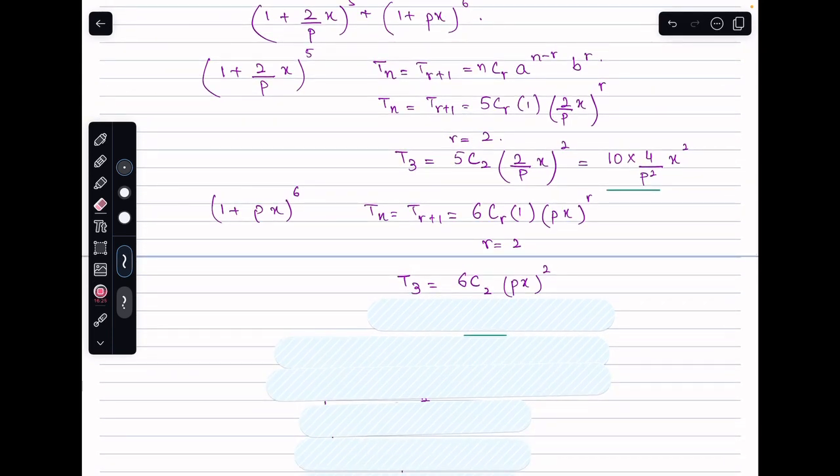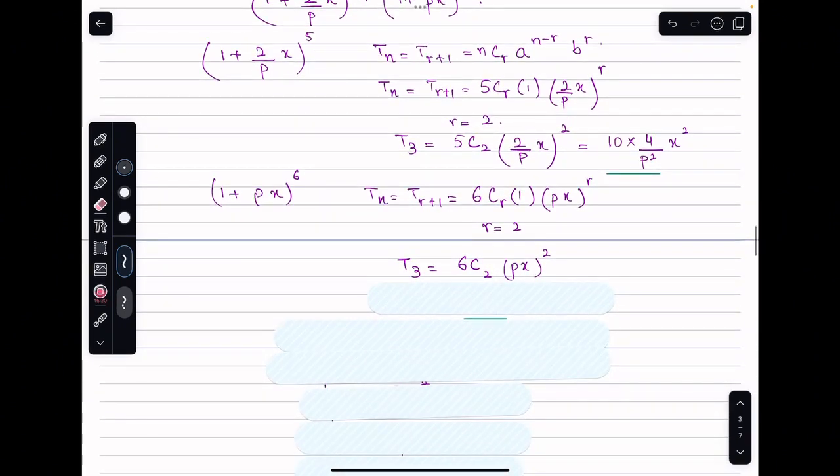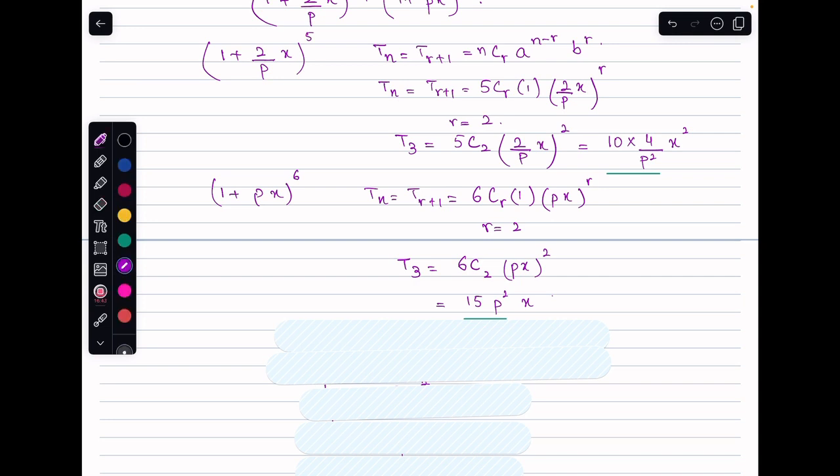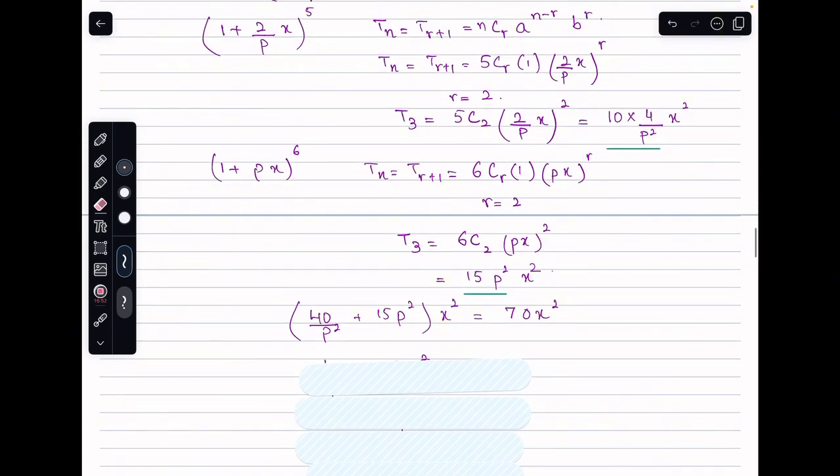R here because we need the coefficient of x square as given in the question. So substituting r as 2, I should say that it is 6c2 into px the whole square. 6c2 is 15, so 15p square x square. So I have all the values here, and combining the two for the coefficient of x square, I should say that it's 40 p square.